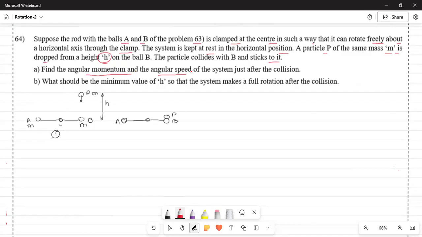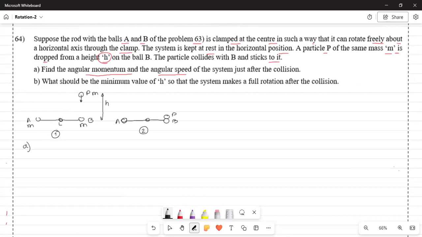Now, we start this way. So this was situation 2. There will be situations 3 and 4, which we shall do later on. Let's solve the first part, A. Find the angular momentum of the system, that is what they want to find out.